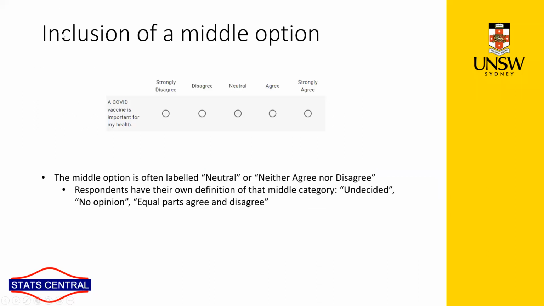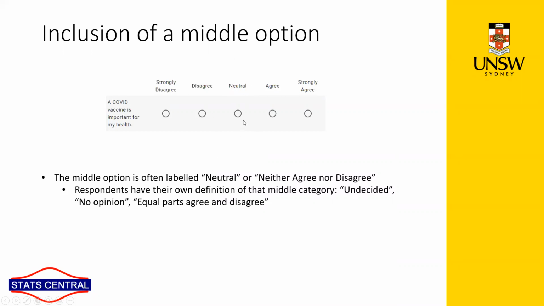Now we can move on to the inclusion of a middle option. I presented a 5-option Likert scale, and it's usually presented along these lines: strongly disagree, disagree, neutral, agree, or strongly agree. Sometimes this neutral option is stated as neither agree nor disagree.